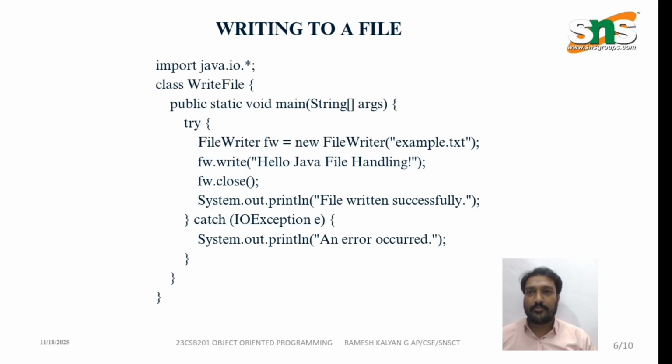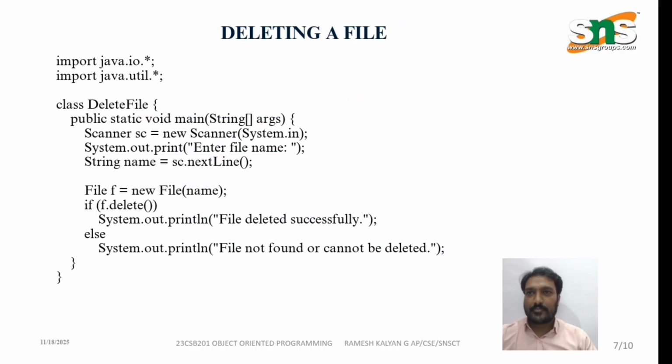We are creating a FileWriter, fw = new FileWriter, and we are giving the notepad text.txt file to which we need to add the sentence. Then fw.write(), where we give the sentence that we need to write onto that notepad. If it is done successfully, we print file written successfully, or else we print that an error occurred.